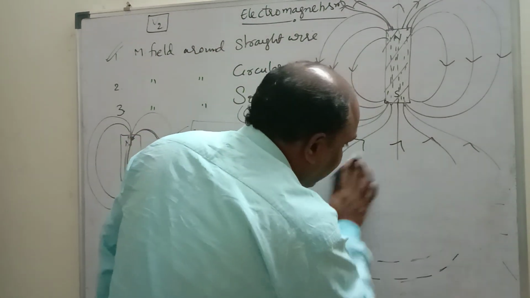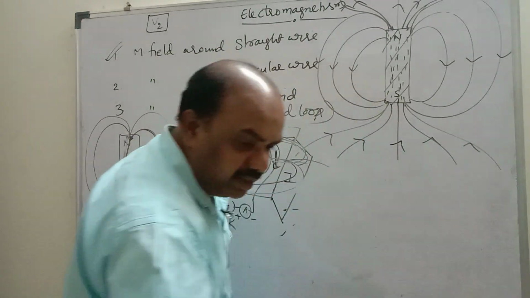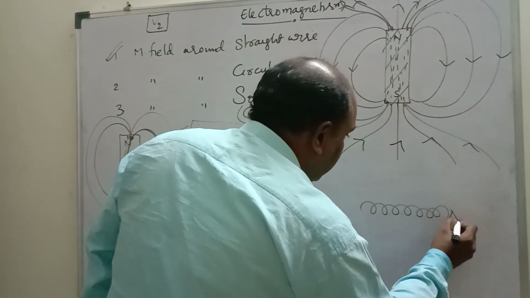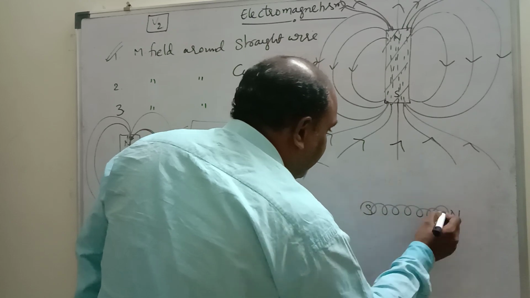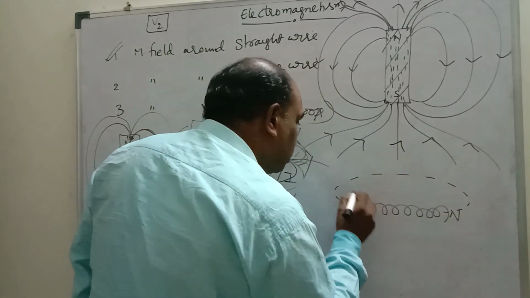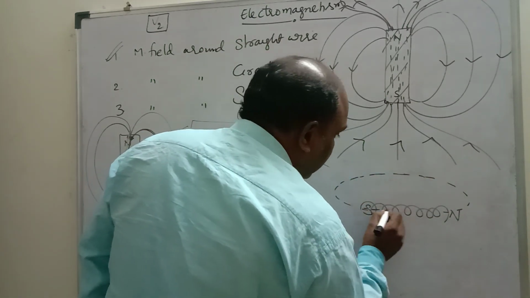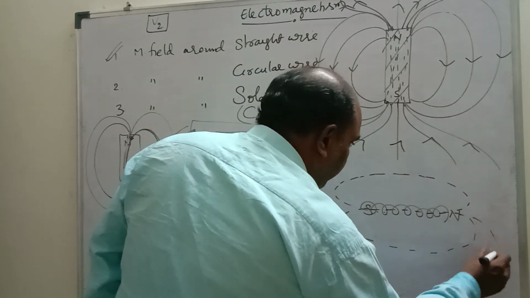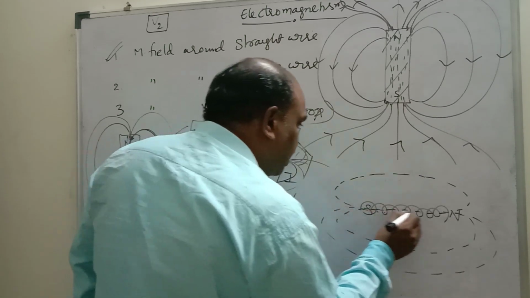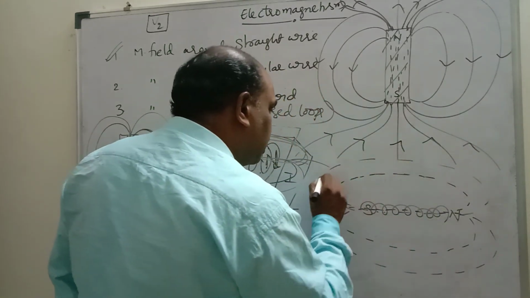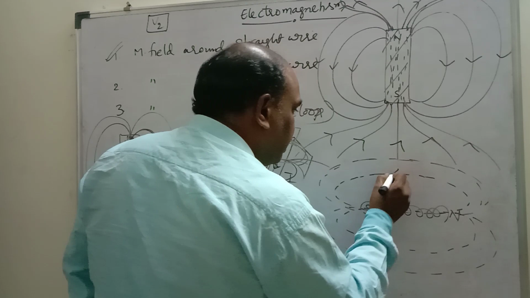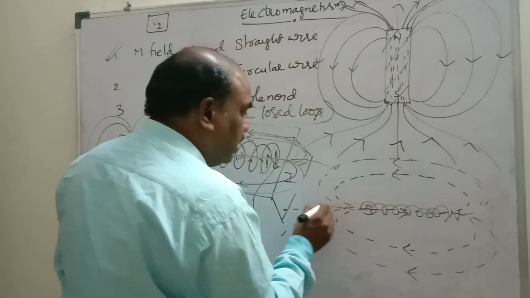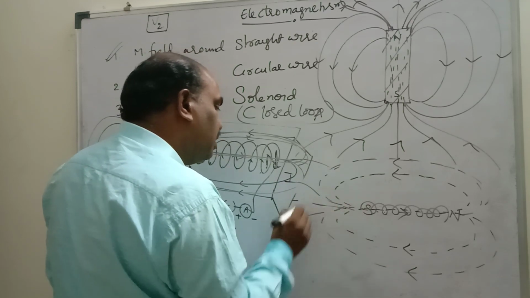Once again, the solenoid diagram and the alignment of these magnetic lines. I will draw once again. This is the solenoid, north pole, south pole. Alignment will be from north to south outside and south to north inside. Like this the alignment will be. Magnetic lines come out from the north and enter into the magnet from the south. So these magnetic lines are called closed loops.